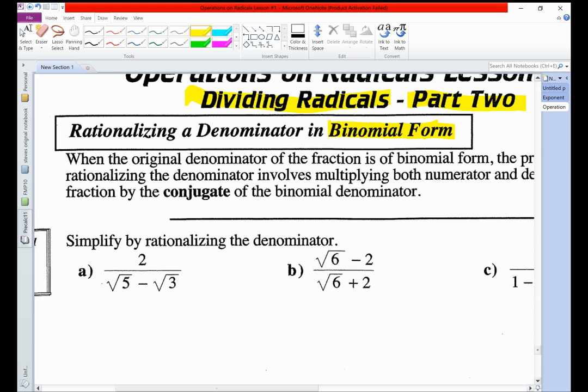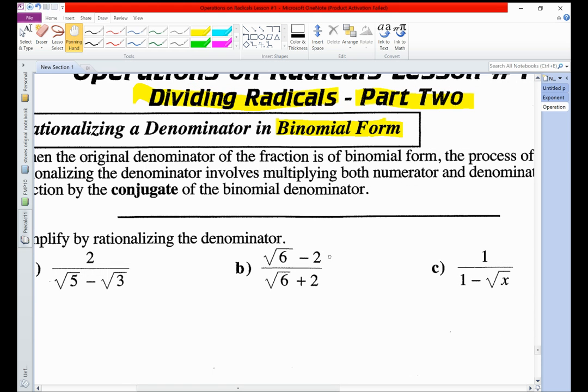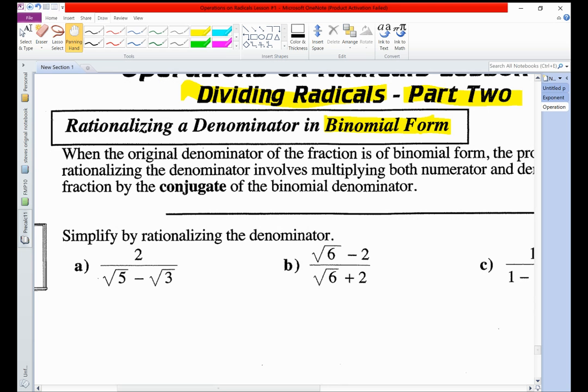Hopefully you remember from one of our units we looked at multiplying by the conjugate. We are going to use this idea to rationalize the denominator. So let's jump into example A. We have 2 divided by root 5 minus root 3. To rationalize the denominator, we want to get rid of any square root signs in the bottom of our fraction.